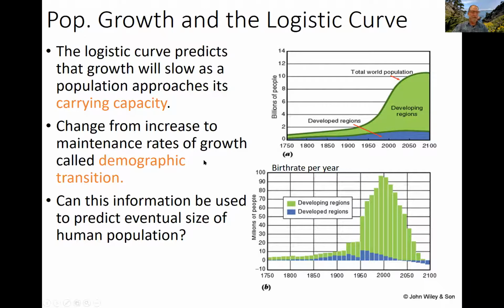How we get there is determined by something called demographic transitions. And we could use these kinds of numbers to predict what the eventual size of the carrying capacity of the country is. All right, well, let me specifically deal with this concept of demographic transition, because this is something that people have to think about carefully to understand.